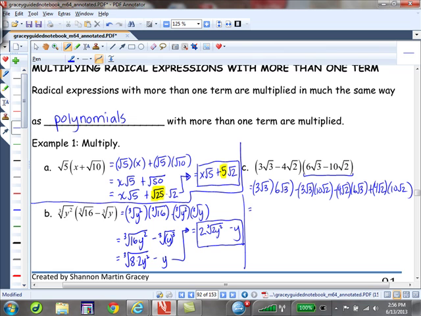Now, 3 times 6 is 18. Root 3 times root 3 gives you root 3 squared. Okay, and that's going to just be 3. So we'll put that on the next one. And then 3 times 10 is 30. Root 3 times root 2 gives us root 6. And then 4 times 6 is 24. Root 2 times root 3 is root 6. And then 4 times 10 is 40. And then we'll have root 2 squared.